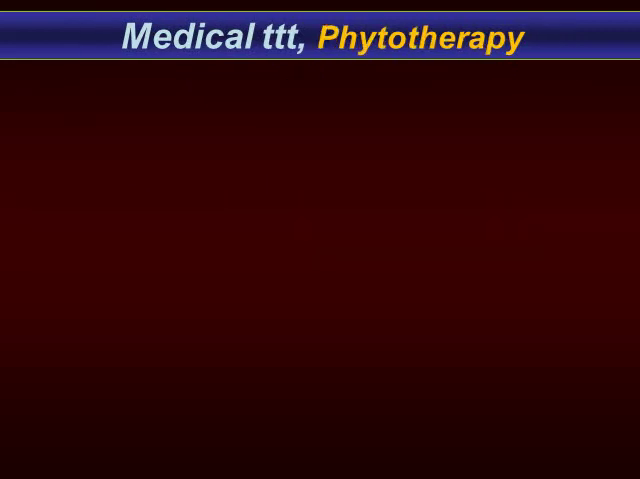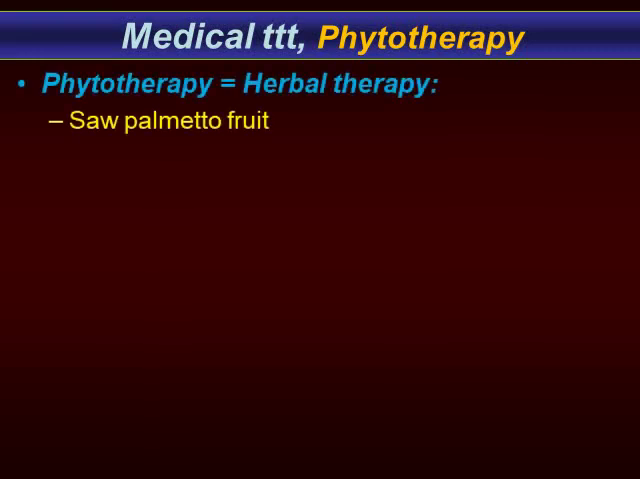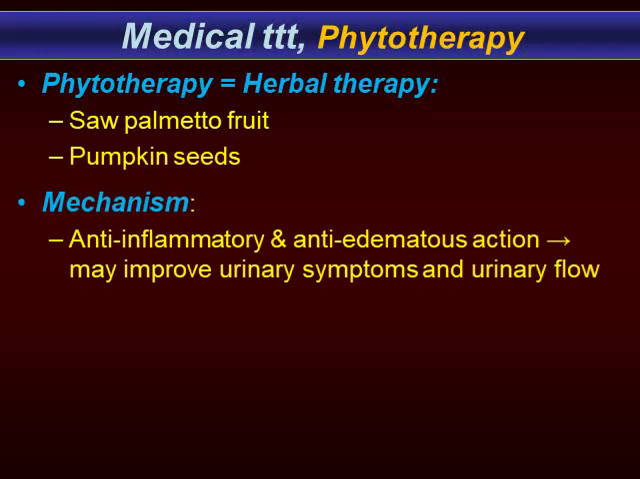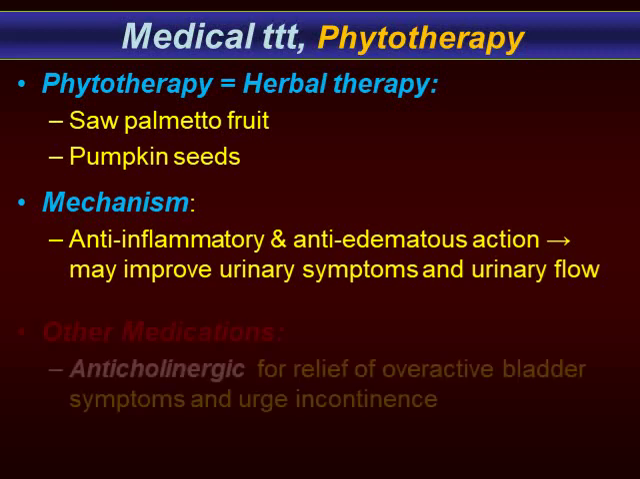Another form of drugs for treatment of BPH is called phytotherapy, which is herbal therapies from natural plant extracts like saw palmetto and pumpkin seed, but these are very mild preparations. They do not produce a significant therapeutic effect. Their main mechanism is anti-inflammatory or anti-edematous action, so they may improve urinary symptoms just a little bit.